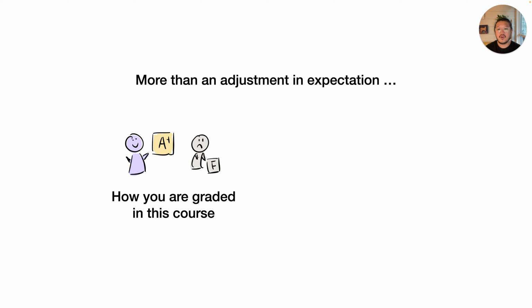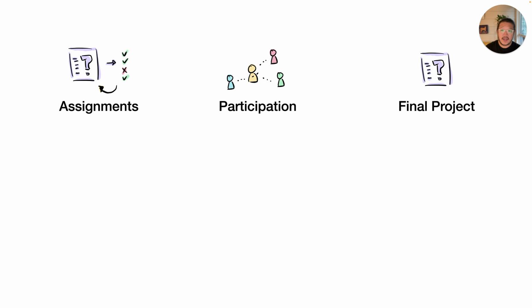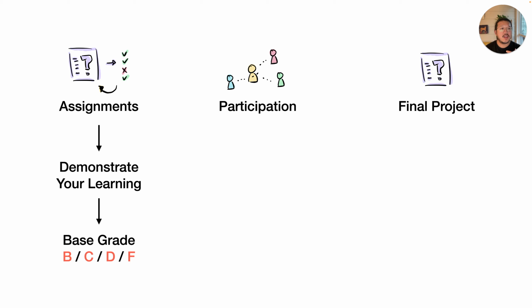In this class, how you are graded is also quite different from what you're used to. We use a very modern assessment pedagogy called specification grading, and it is quite different. There are three components that count for grade in this class: the assignments, the participation, and the final project. For assignments, that's where you demonstrate what you have learned. And from that, you can receive a total base grade of B, C, D, or F.